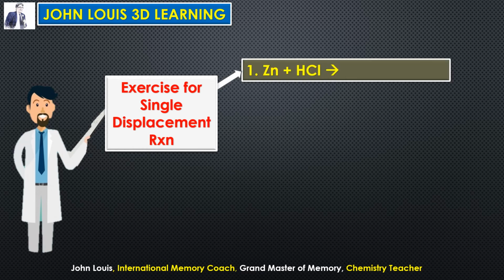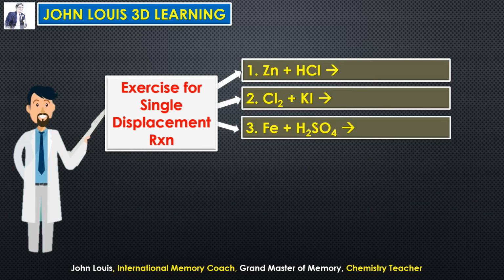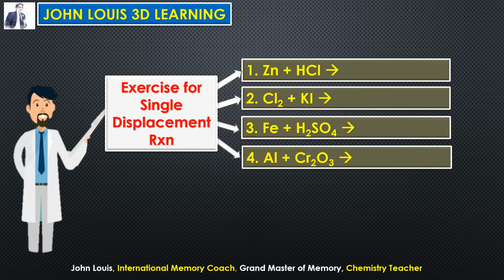So zinc plus hydrochloric acid, chlorine plus potassium iodide, iron plus sulfuric acid, then aluminium plus chromic oxide. I give you some clue here. Based on that, you should be able to write. Zinc is an element, hydrogen chloride is a compound. Since zinc is positive, that will displace hydrogen. Therefore one of the products will be hydrogen, which should be written as H2. And zinc will combine with chlorine to form zinc chloride.